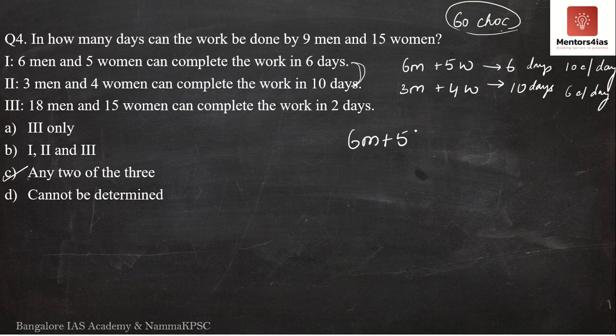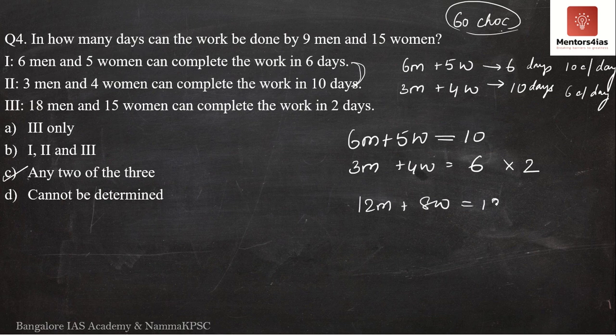So I have 6 men plus 5 women is equal to 10. I also have 3 men plus 4 women is equal to 6. Is this clear? I'll just multiply the second equation by 2 to equate the men in these 2 equations. So what do I get here? I get 6 men plus 8 women is equal to 12 chocolates per day. Sorry, my mistake. 3 2s is 6, 4 2s is 8, 6 2s is 12. Correct. 5 women here and I have 10 here.